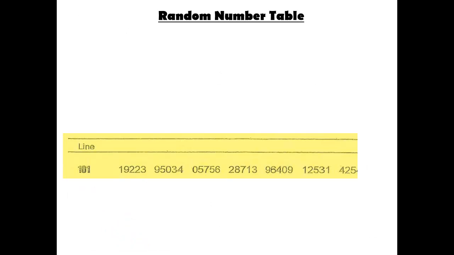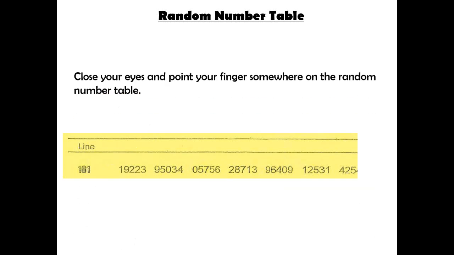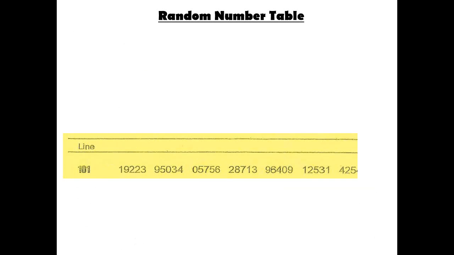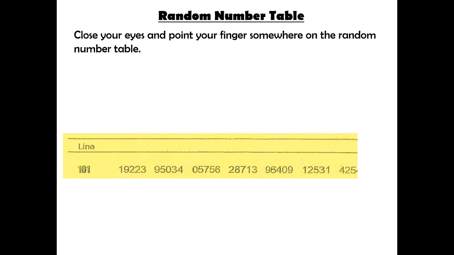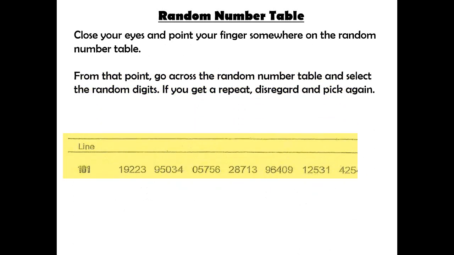Well, you should have picked up a random number table from the front of class. If not, make sure you get one now. You can close your eyes and point your finger somewhere on the random number table. And from that point, you go across the random number table and select random digits. If you get a repeat, disregard and pick again.